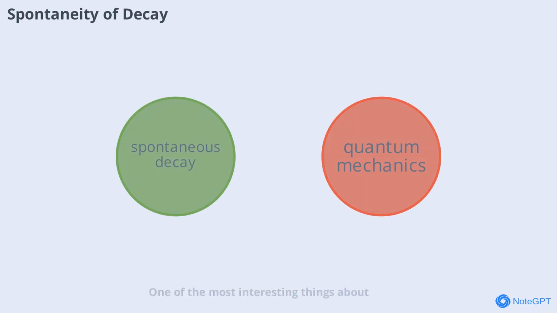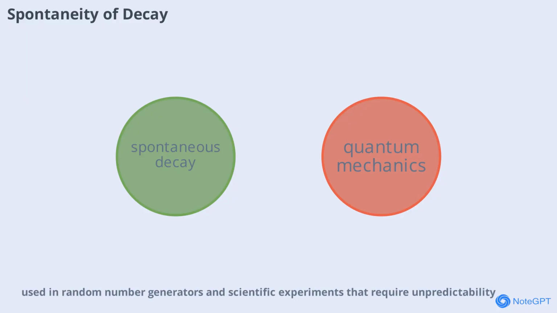One of the most interesting things about radioactive decay is that it's completely spontaneous. We can't predict exactly when a particular atom will decay, but we can predict the behavior of a large group of atoms. This randomness is a fundamental part of quantum mechanics, the science that explains how tiny particles behave. The spontaneous nature of decay is why radioactive materials are used in random number generators and scientific experiments that require unpredictability.